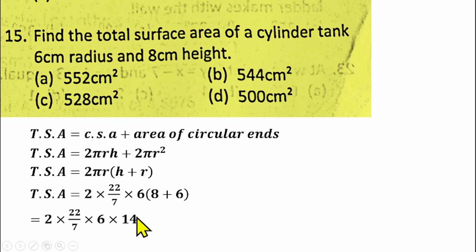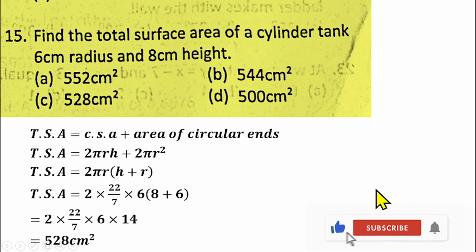8 plus 6 is 14. Then 14 will multiply 6, multiply 22/7, multiply 2, and that will give us 528 centimeter square, which is option C for question number 15.